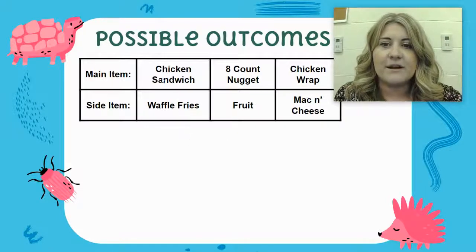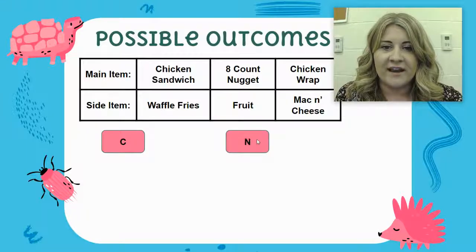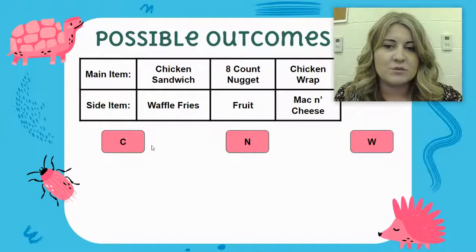So we're going to list our 3 main ones, and I'm not going to list the whole word. You can abbreviate them. I'm going to call chicken sandwich C for chicken sandwich. I'm going to call the nugget N for nug, and I'm going to put a W for the wrap. So you just want these to have 3 different letters so that you know which ones you're talking about. So in this category, I'm going to be talking about chicken sandwich. This one right here is nuggets, W for wrap.